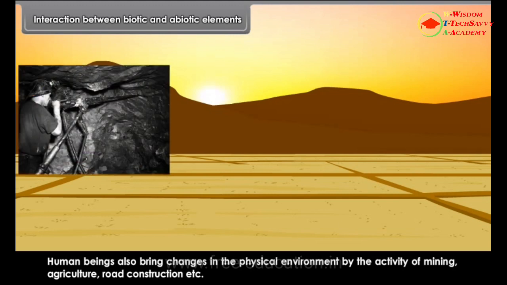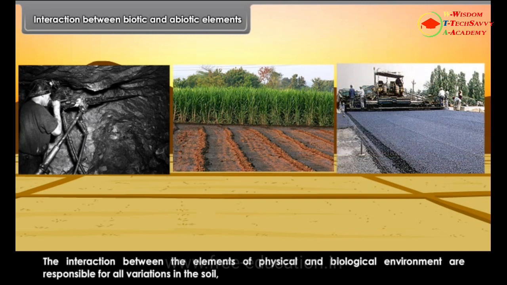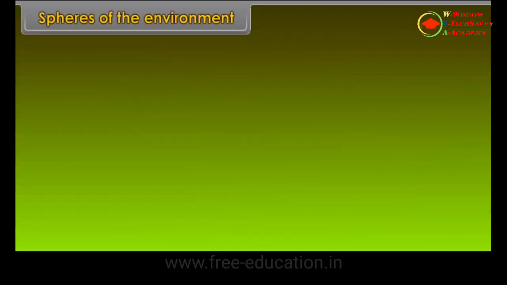The interaction between the elements of physical and biological environment are responsible for all variations in the soil, vegetation, and distribution of plants and animals. Spheres of the environment. There are four major spheres of the environment. They are lithosphere, hydrosphere, atmosphere, biosphere.